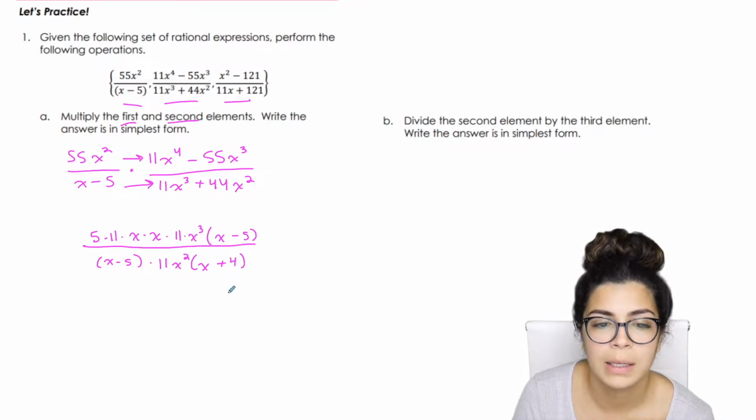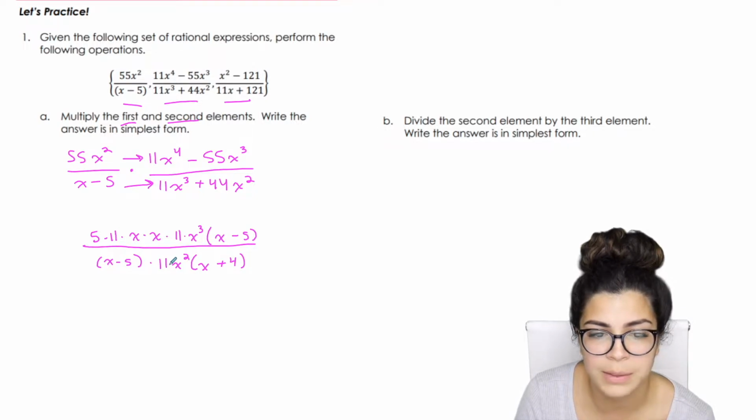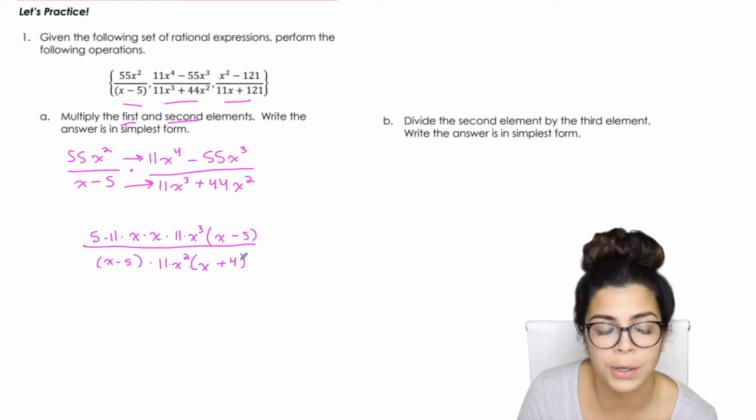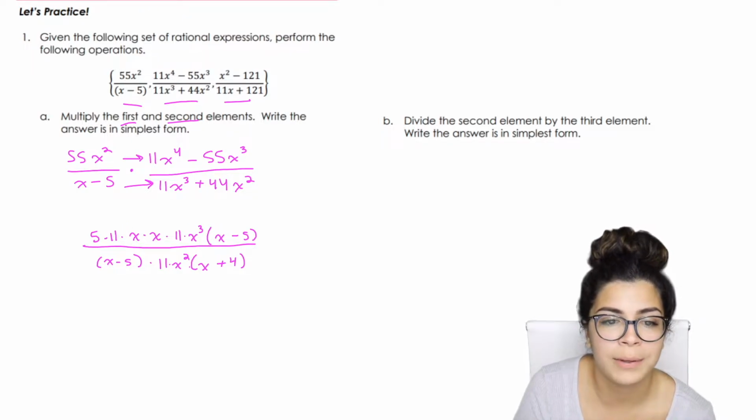Okay, so now everything is factored, right? X minus 5 times 11 times x squared times x plus 4. And then we have the numerator. So let's cancel out any common factors.